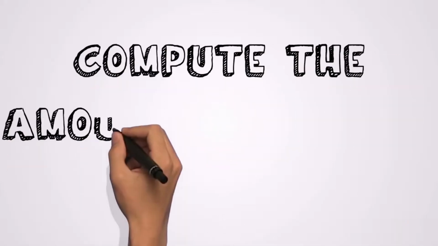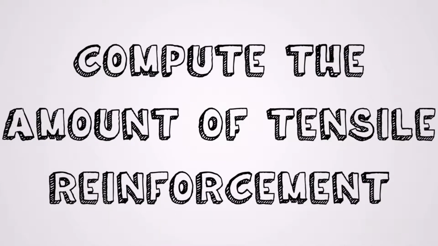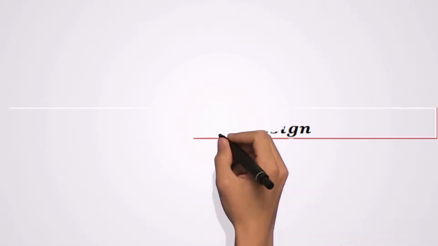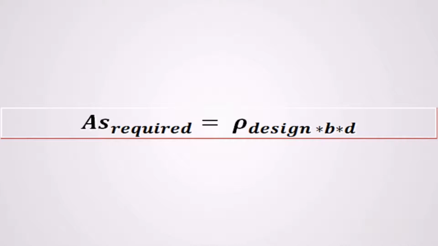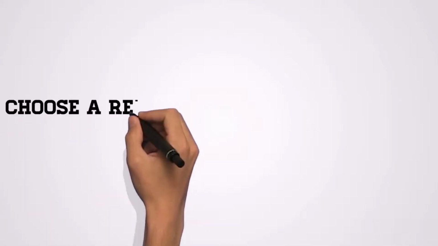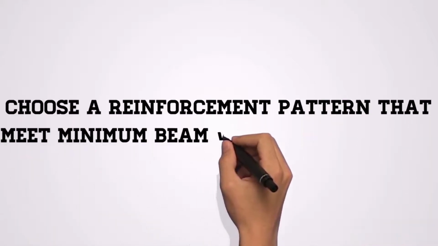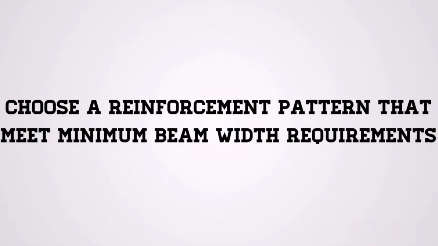So step 7 is based on the selected dimensions. We are going to compute the amount of tensile reinforcement, that is the required area of steel. The formula for that is rho design multiplied by b multiplied by d. So the next step, which is step 8, we are going to choose a reinforcement pattern that meets the minimum beam width requirement. We are going to keep the pattern as close to the required area of steel as possible using this table.